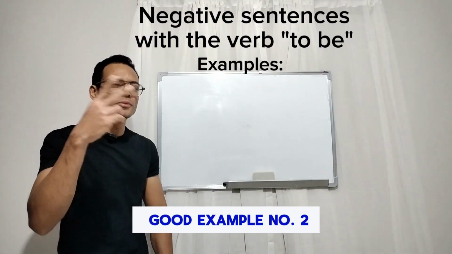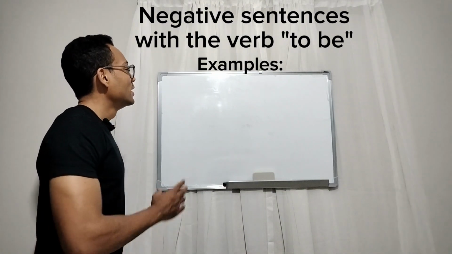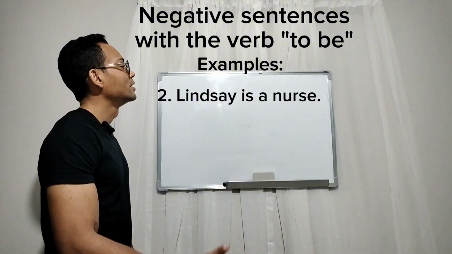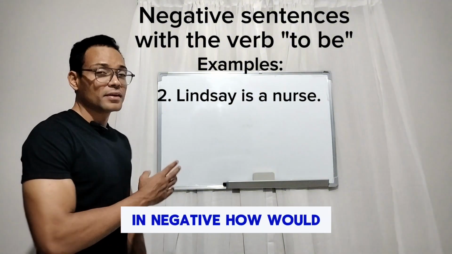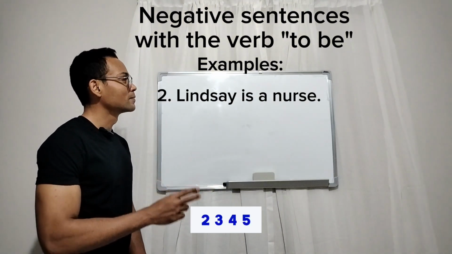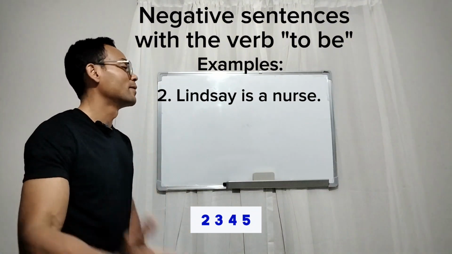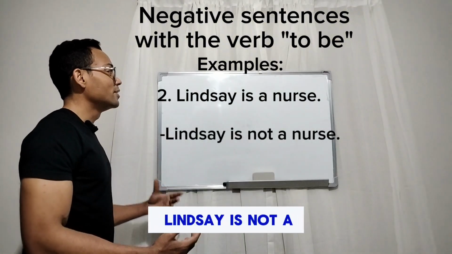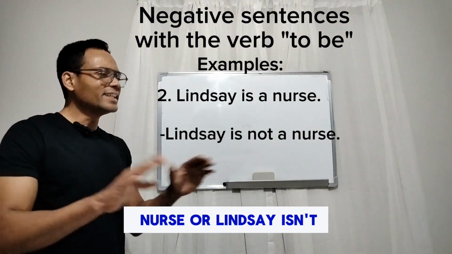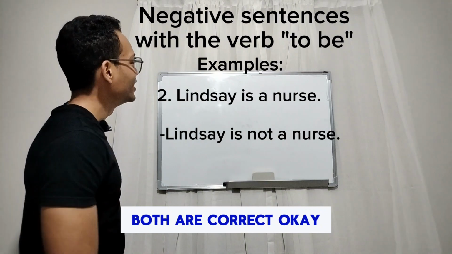Example number 2. It says right here, Lindsay is a nurse. In negative, how would it be? 1, 2, 3, 4, 5. Lindsay is not a nurse or Lindsay isn't a nurse. Both are correct. Okay, very good.